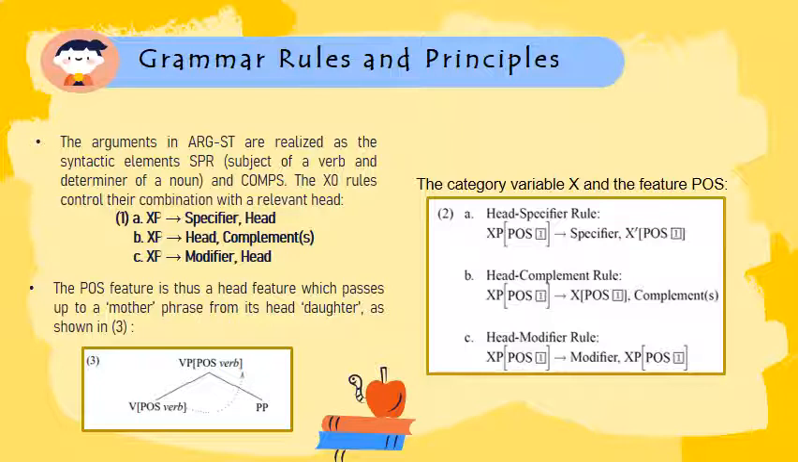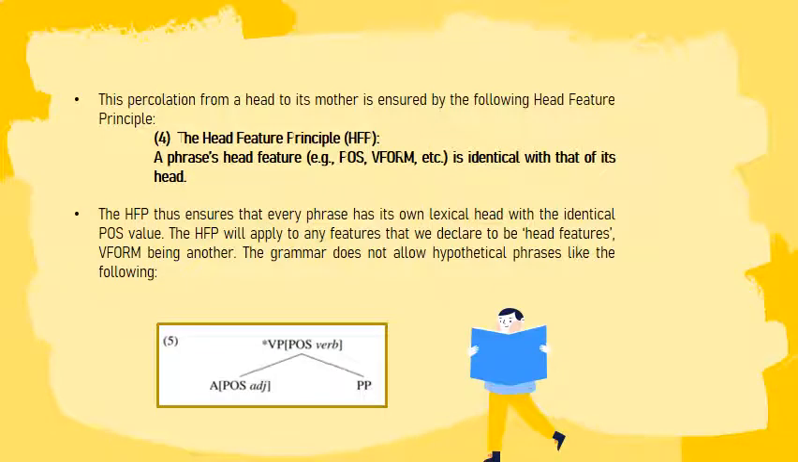As noted earlier, in order to guarantee that the head's part of speech value is identical with its mother phrase, we need to introduce the category variable X and the feature part of speech. The part of speech feature is thus a head feature which passes up to the mother phrase from its head daughter, as shown in 3. This percolation from a head to its mother is ensured by the following head feature principle.